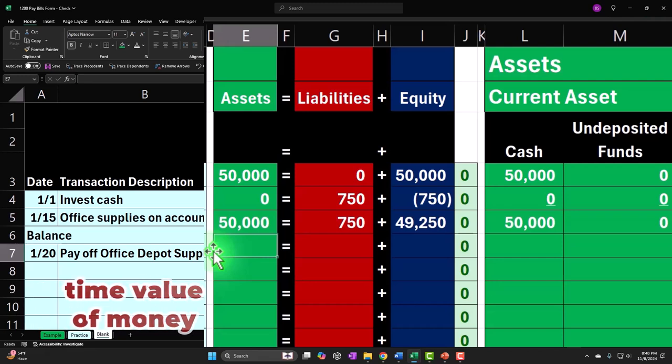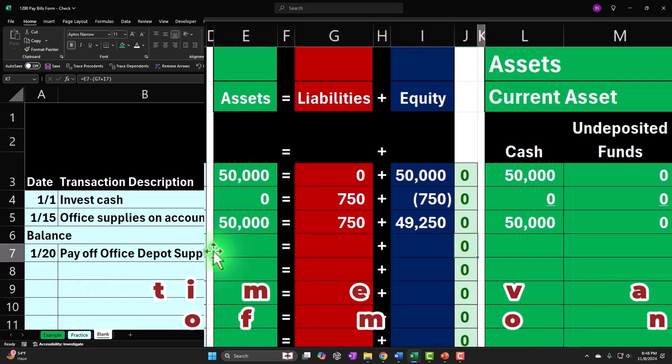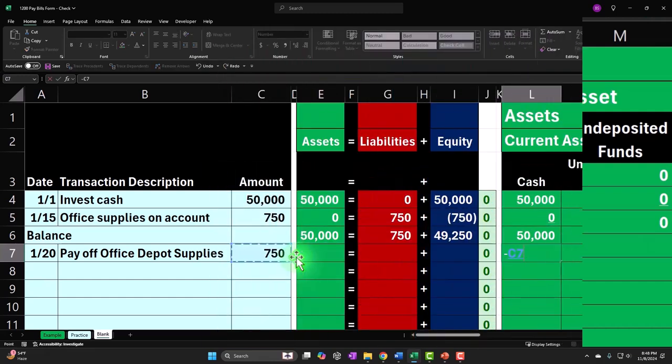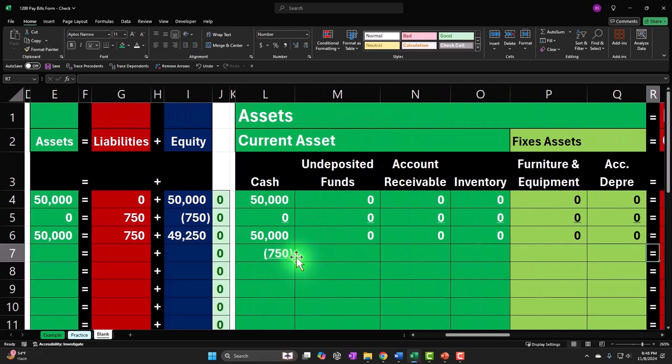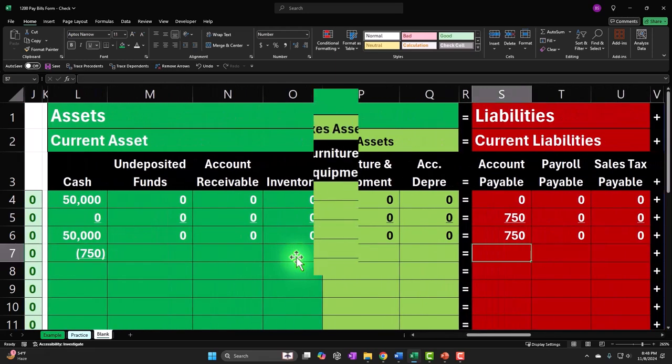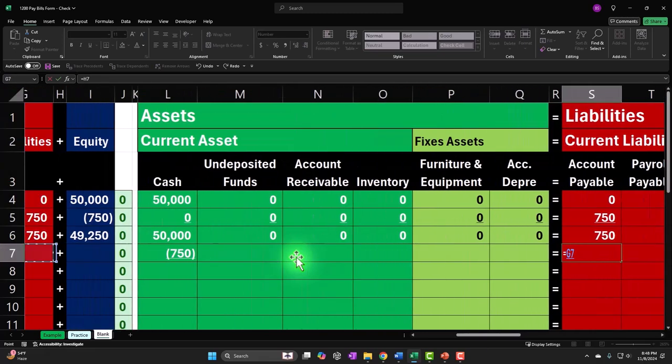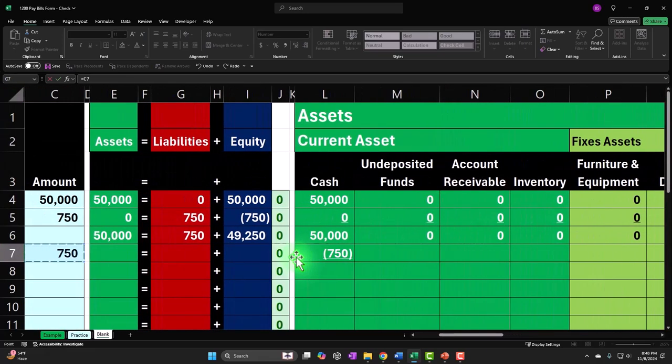All right. So in any case, if we then go over here and say cash is going to go down by the 750, and then on this side, the accounts payable is going to go down. Accounts payable is going to go back down by the 750.